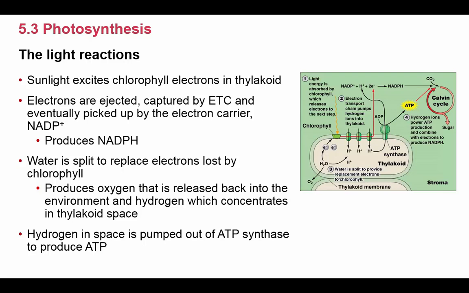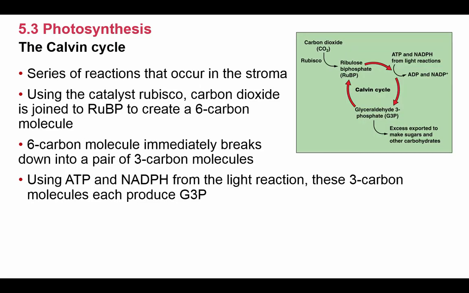Both of those are going to be used in the second part of photosynthesis, which is the Calvin cycle. Now the Calvin cycle happens in the stroma. So we're not in the thylakoid anymore, we're in the stroma. And it's a series of reactions. You see the carbon dioxide up in the top left of the diagram? It's got one carbon.